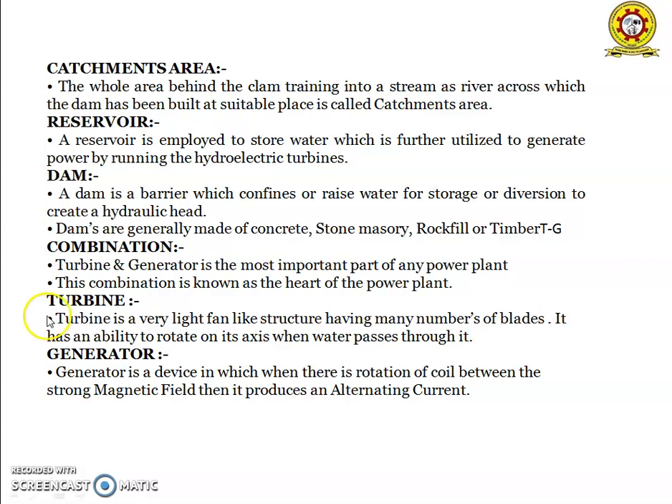Next one is the turbine. The turbine is a very light fan-like structure having a number of blades. It has the ability to rotate about its axis when water passes through it, and this turbine converts the kinetic energy of water into mechanical energy. Next, the generator. A generator is a device in which, when there is rotation of a coil in a strong magnetic field, it produces an alternating current.